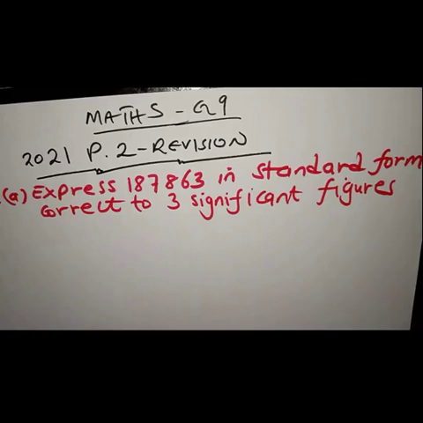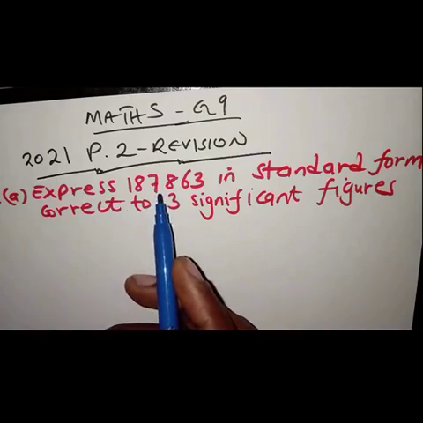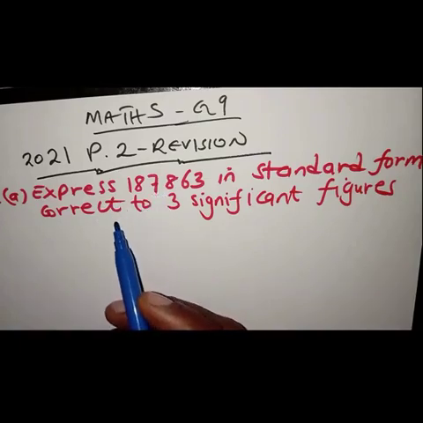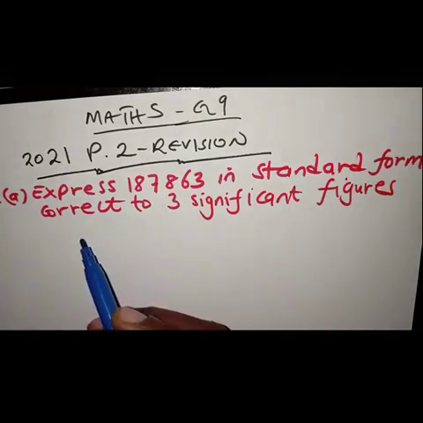So welcome to 2021 paper 2 revision. Let's see how question 1 was asked. The question says express 187,863 in standard form correct to 3 significant figures. So this is what you have to do.